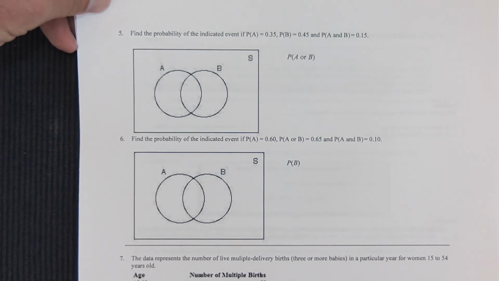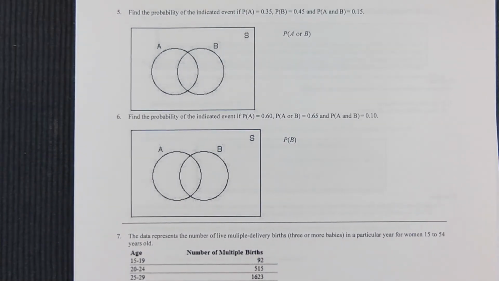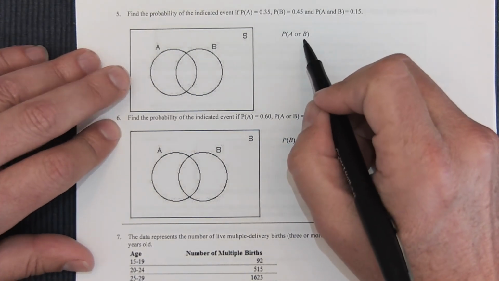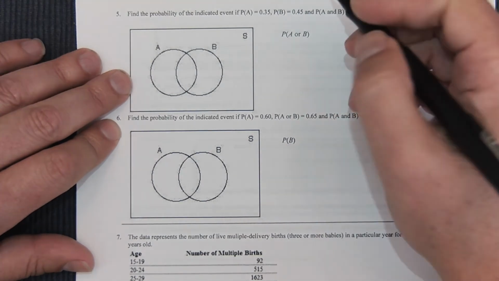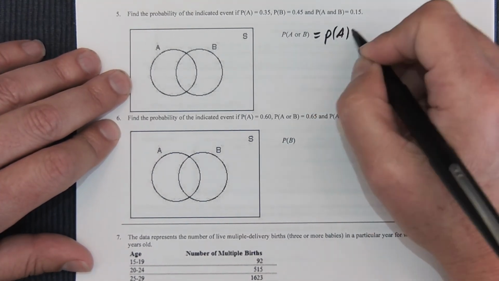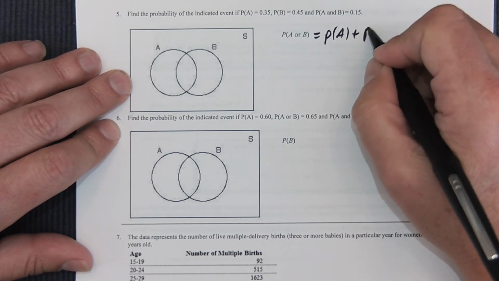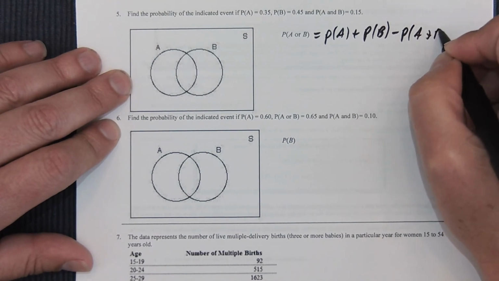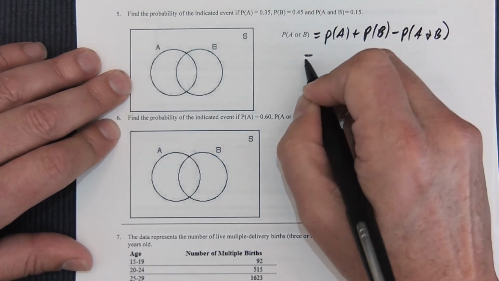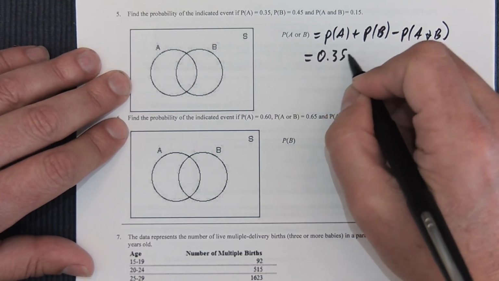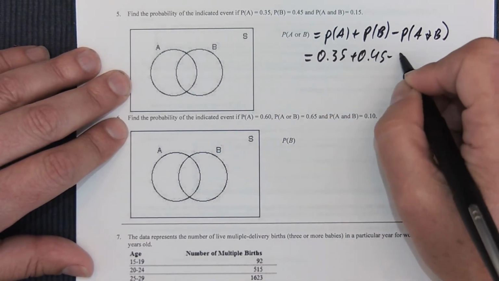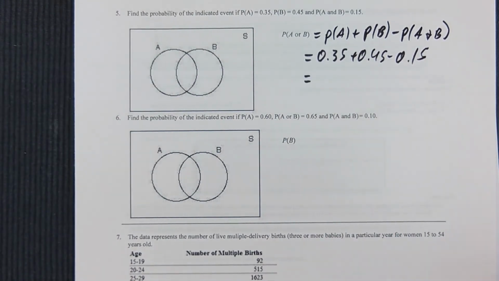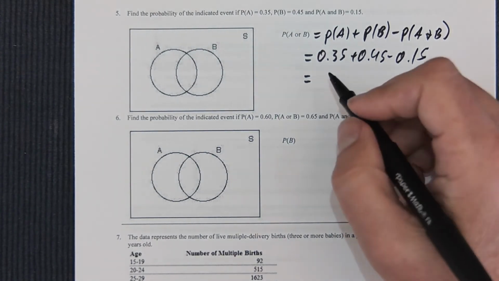Next up. So you can see the theme here. So the probability of A or B, given these probabilities here, well, this is going to be, again, the probability of A plus the probability of B minus the probability of A and B. That's the 0.35 plus 0.45 minus 0.15, which gives us a total of 0.65.